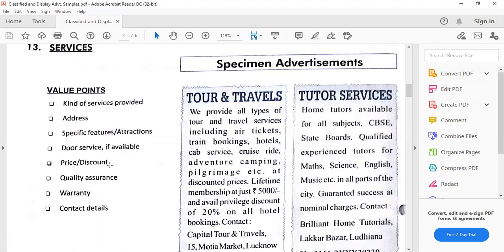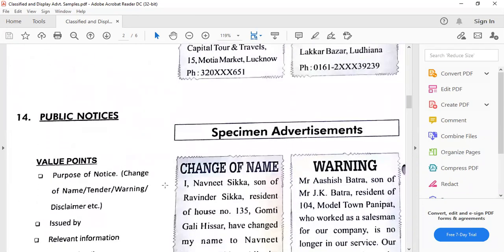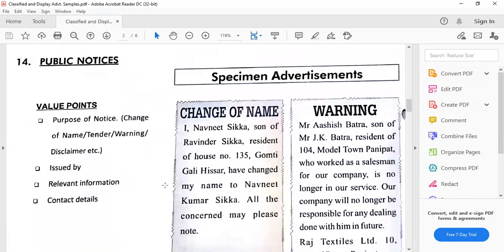Door to door service if available, price, discount, quality assurance, warranty, contact details, in which you can have these type of samples, tour and travels, which is already given in that PDF also. Then tutor services, that is also mentioned in that. So in services, different type of services can be there. Then there are some public notices.